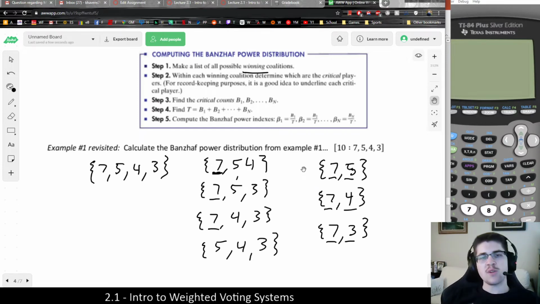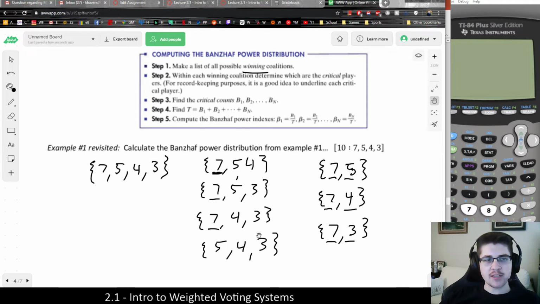And usually one of your homework questions will be a harder question, but it'll ask you to figure out who's critical without knowing the numbers. Basically, it's using the strategy where you figure out who's critical by seeing if they're removed, is it still winning or not.